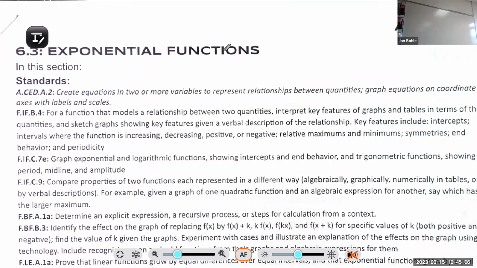Everybody have a calculator? You're gonna want one today. A lot of calculator work. Yep. Does not have to be a graphing one, but the other ones work as well. Okay.